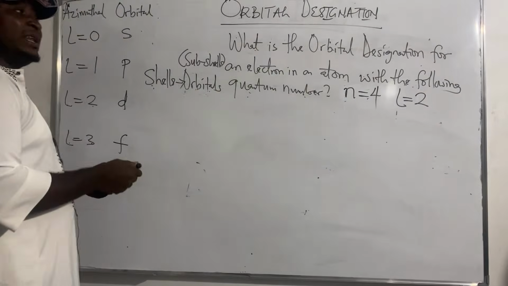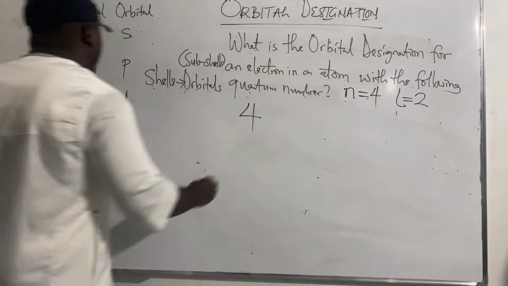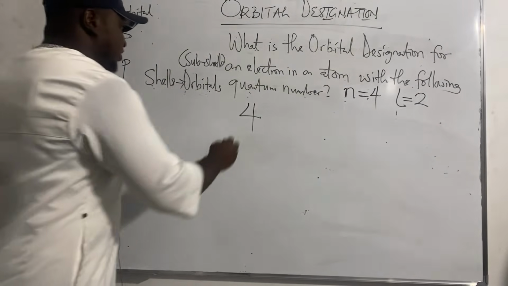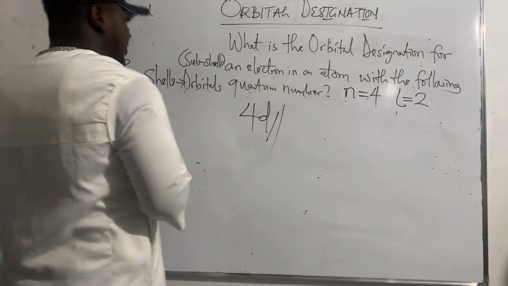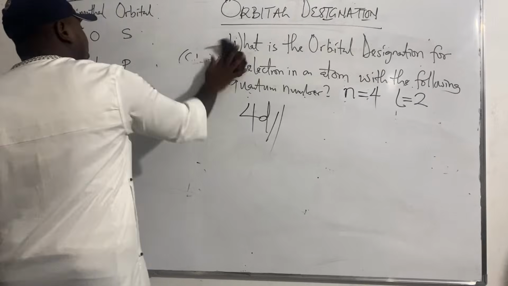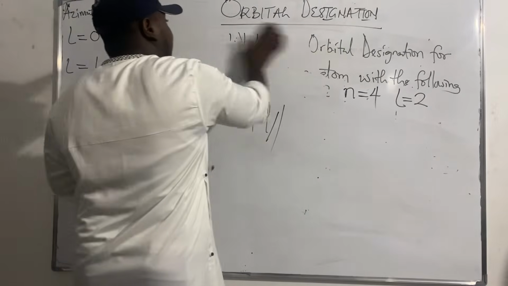When n is 4 and L is 2, it's going to say 4. When L is 2, what do you have? D. So you're going to 4D. So the orbital designation here is 4D. Class, this is quantum number and orbital designation for you.